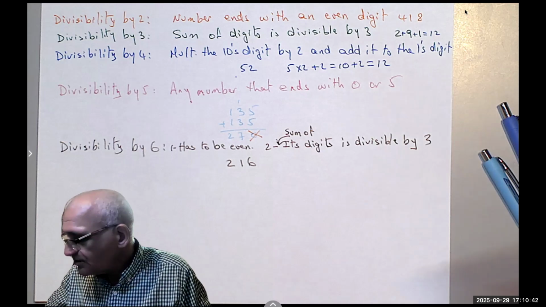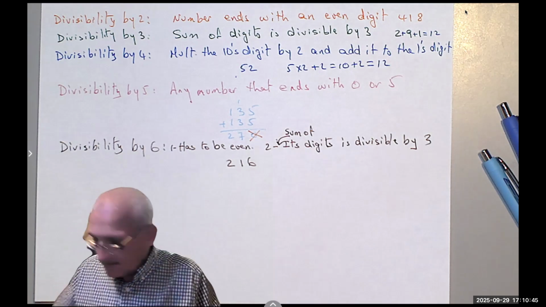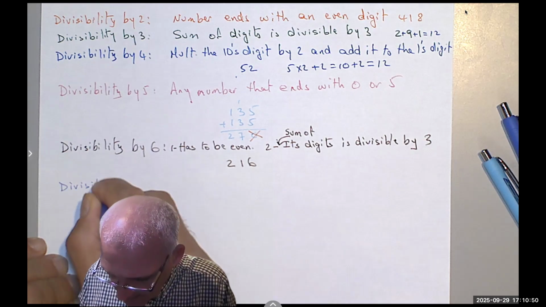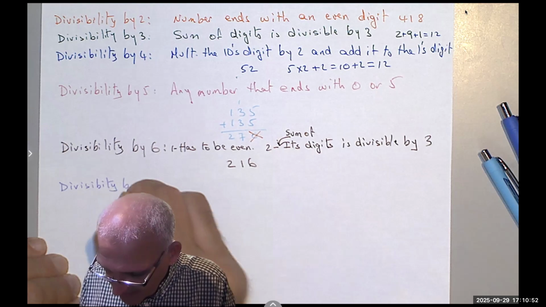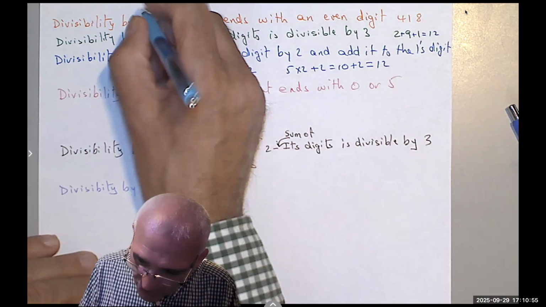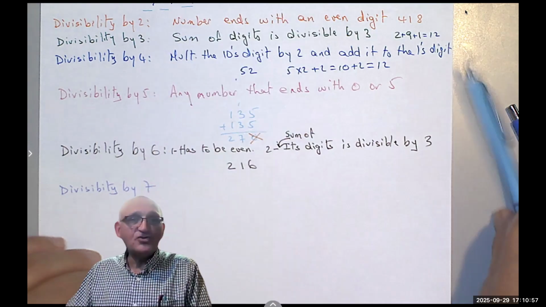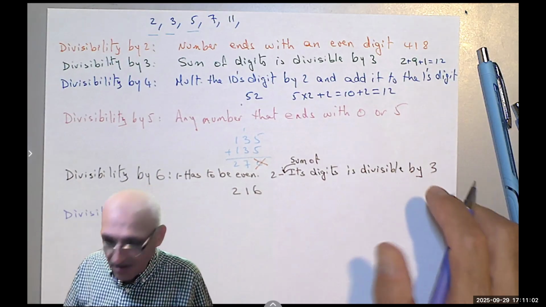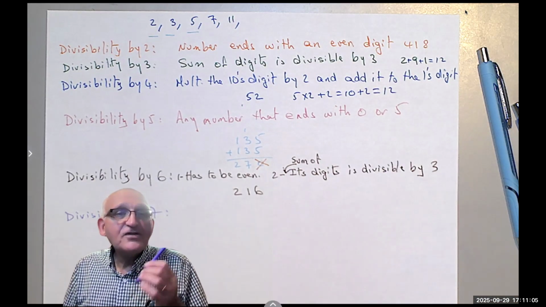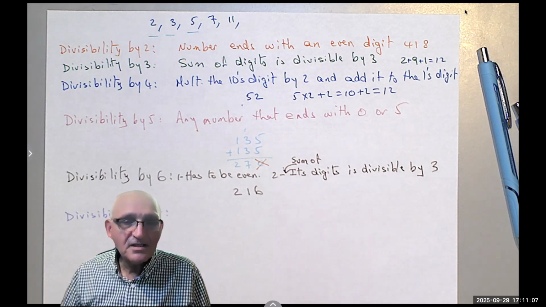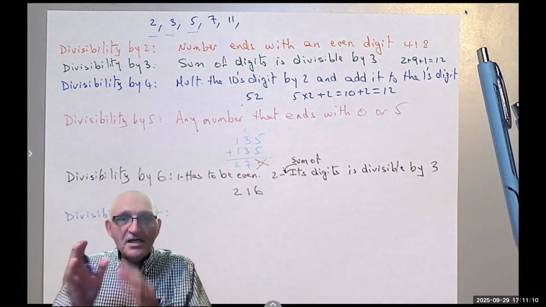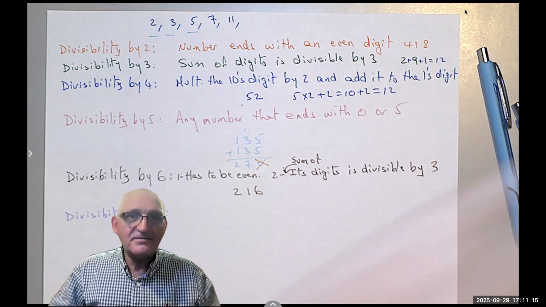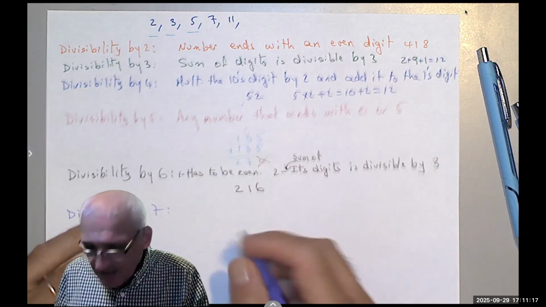Okay, let's move to another one. Let's say divisibility by 7. Now, notice we did the 2, we did the 3, we did the 5, and now we are going to do the 7, along with some other numbers that are not prime. For the divisibility by 7, divide your number into two pieces: the units digit, the ones digit by itself, and the rest by themselves.